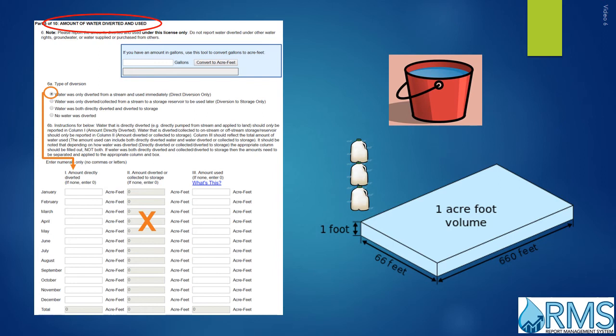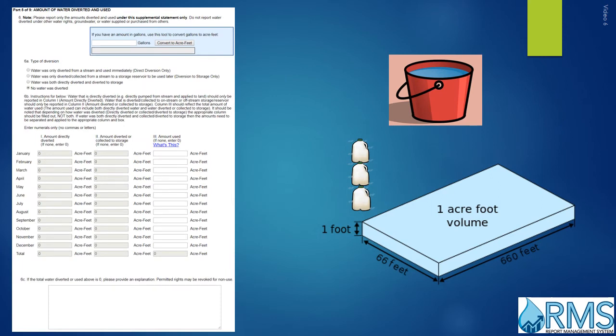Similarly, if the second option, diversion to storage only, is selected at the top, then the first column for direct diversion will be grayed out and the second column will be ready for data. This slide shows that if the fourth option, no water was diverted, is selected at the top, the first 2 columns will be grayed out, but the user must still enter the amount of water used in the lower right column. If 0 is entered for all of the columns, then the user needs to provide an explanation in the area below the columns.